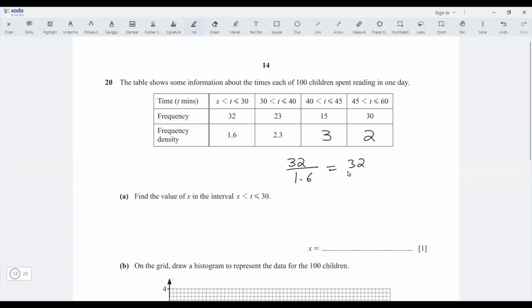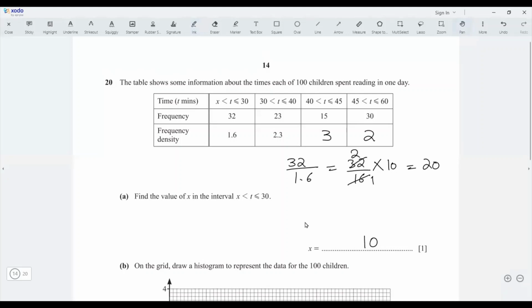So 32 divided by 16 and remove the decimal and multiply with 10 here. 16 one time, 16 two times, 2 into 10 is 20. So the interval is 20. So it must start from 10, because 30 minus 20 results in 10. If you're doing it through any mental maths, that will be fine.